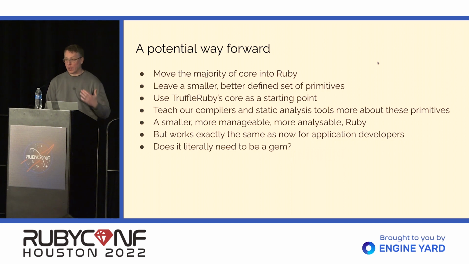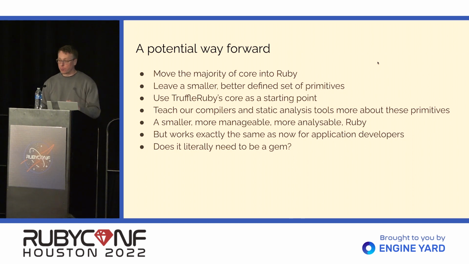This is a potential way forward, I think, for Ruby. We could move the majority of core into Ruby. We'd leave behind a smaller, better defined set of primitives. We'd create a new version of Ruby that is like core Ruby that we could understand much better. And other programming languages do this at the moment. For example, Haskell has something called Haskell Core, which is much smaller and simpler. Everything can be expressed in it, but it's small enough to get inside your head and reason about, and to write tools to reason about as well.